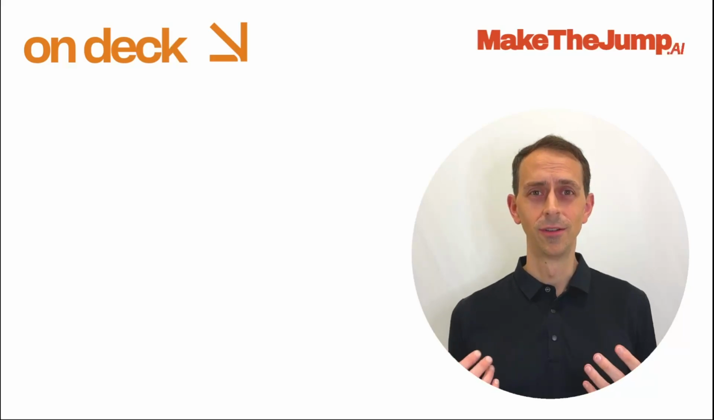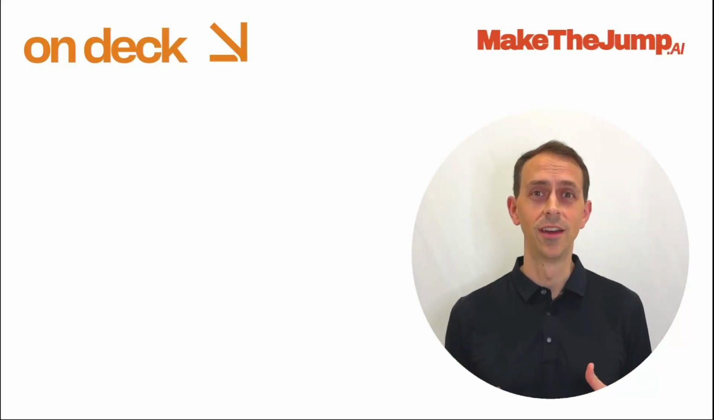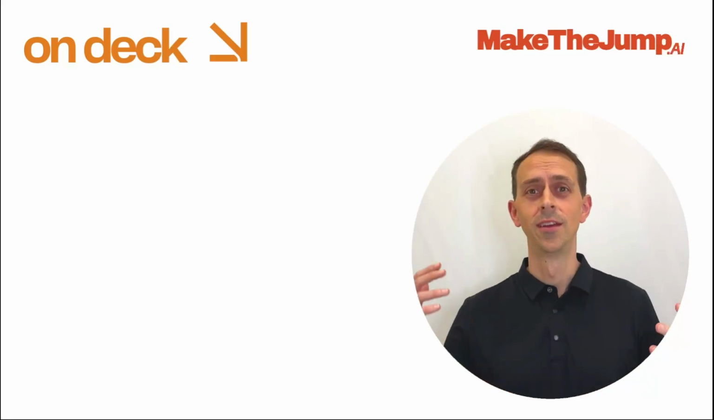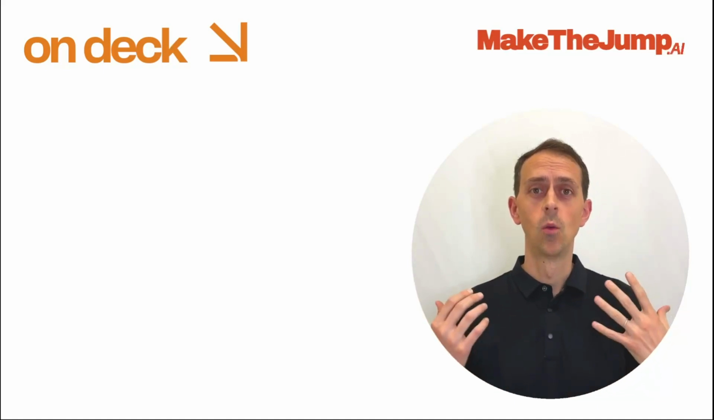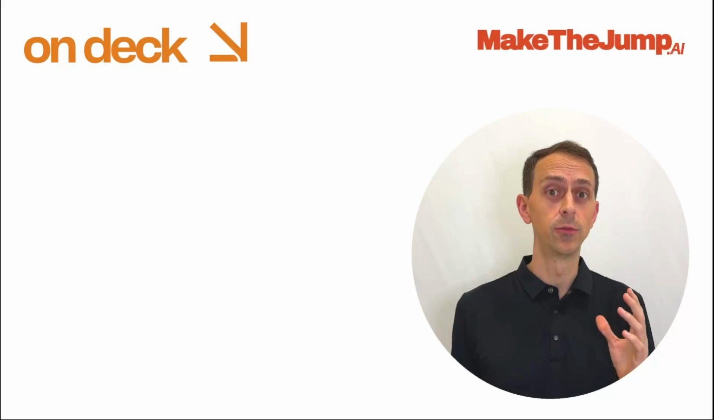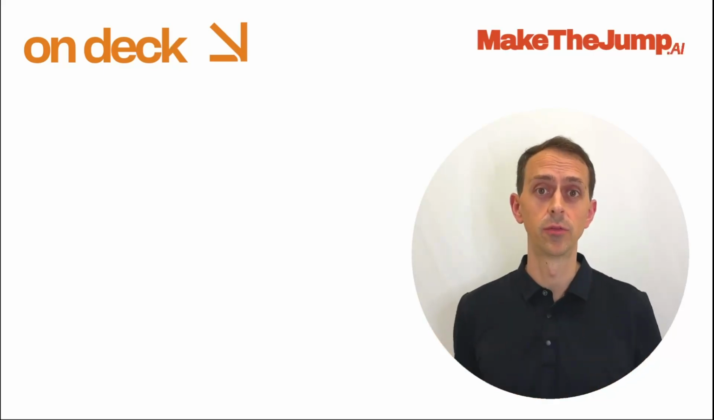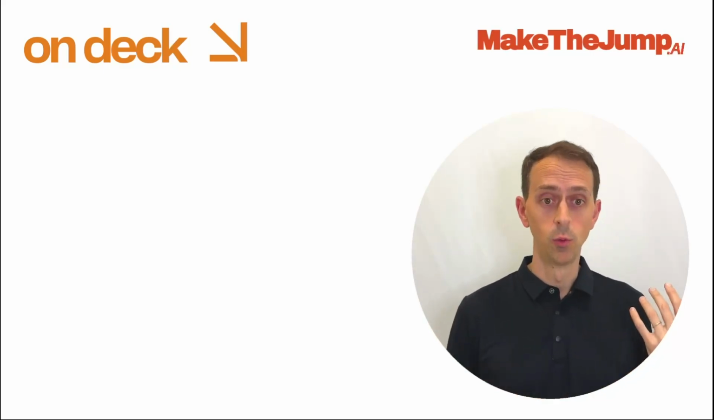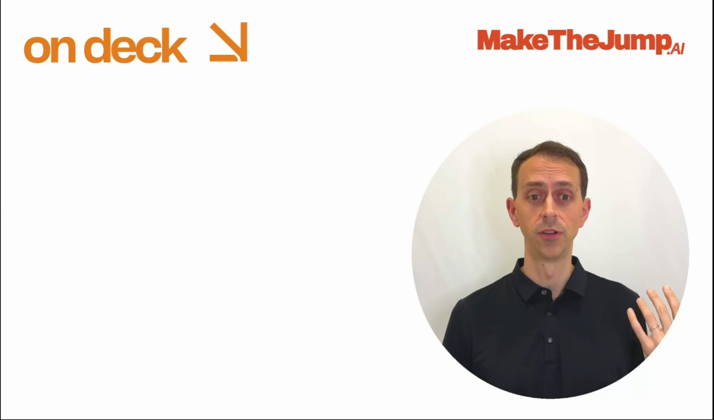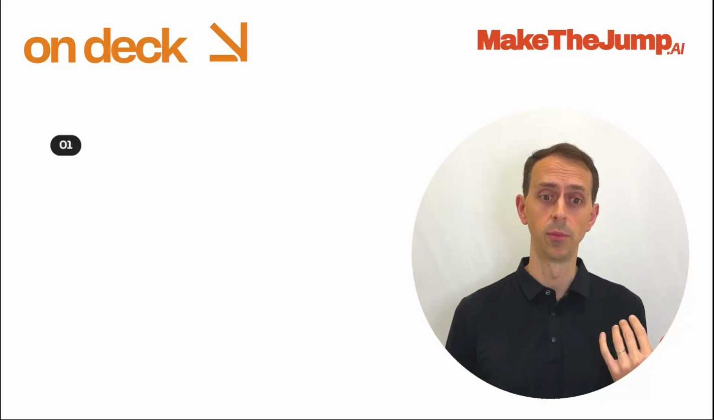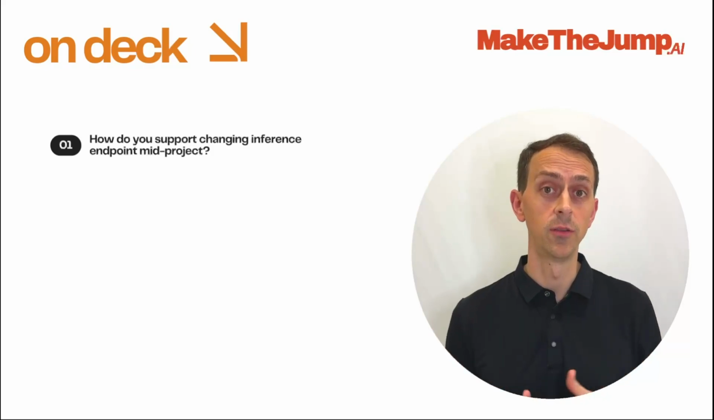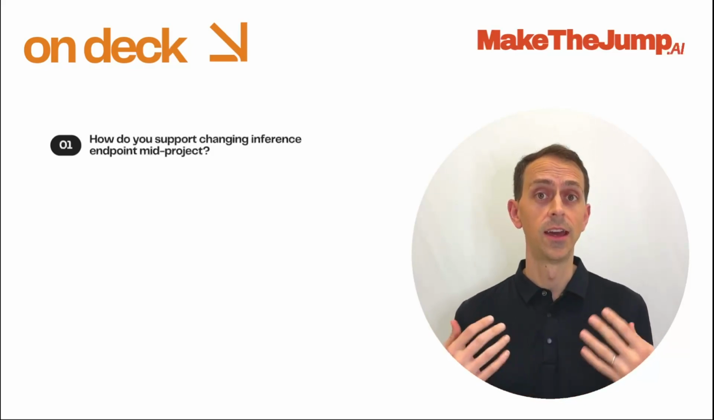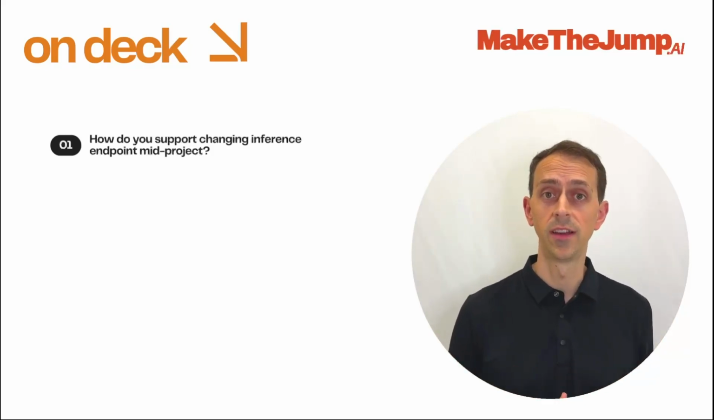Today we're going to approach a question of classic programming and AI programming. And really the question is, what do we want to do if we start getting down this project road and we find out that we've got some different user groups that need to be represented here? So what if we have to change our inference endpoint mid-project?